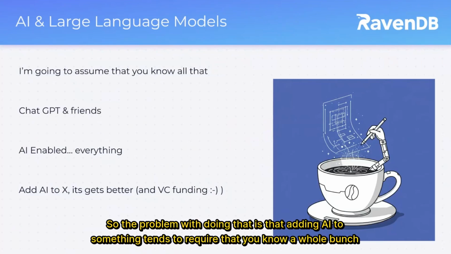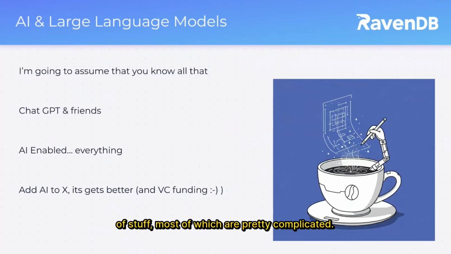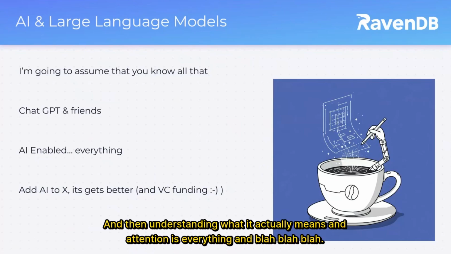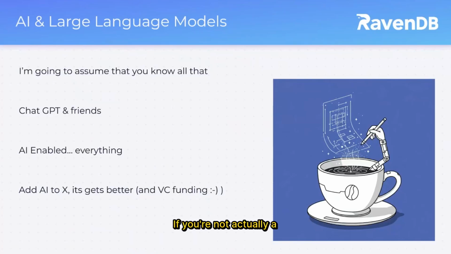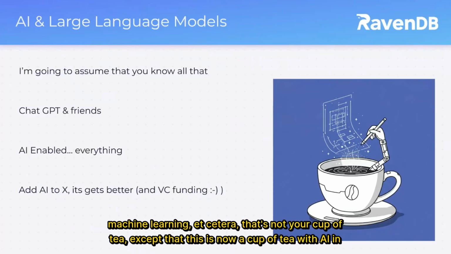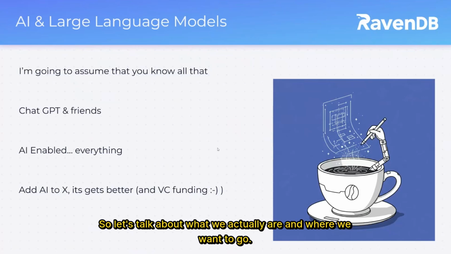The problem with doing that is that adding AI to something tends to require that you know a whole bunch of stuff, most of which is pretty complicated. Matrix multiplication on GPU, and then understanding what it actually means, and attention is everything, and so on. If you're not actually a machine learning nerd, that's probably not your cup of tea, except that this is now a cup of tea with AI in it. So let's talk about where we actually are and where we want to go.